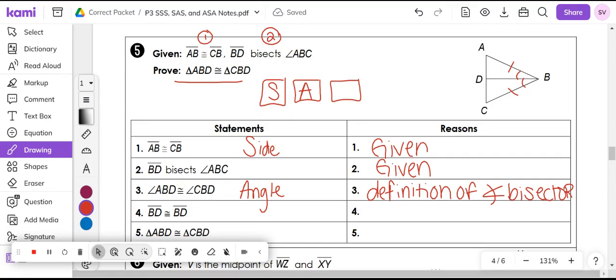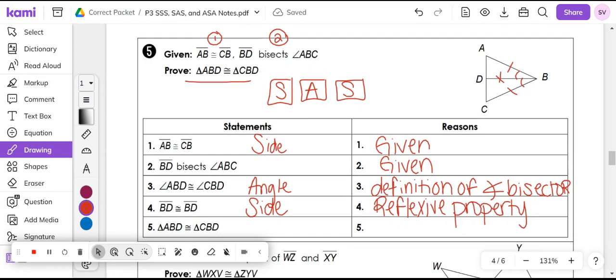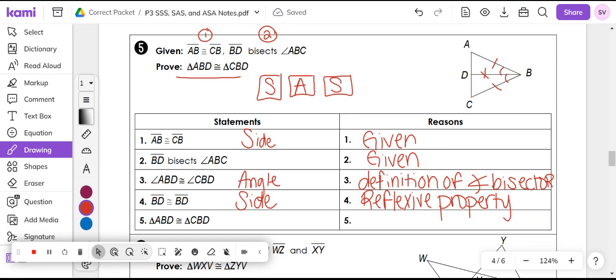So in my situation here, we have that side BD that is shared between the 2 triangles. So that side is going to be reflexive. So I'm going to mark it with an X. And I do have another side in there now. So this is going to be my other side. I have all 3 congruency statements I need. The reason is going to be reflexive property. And then now I can finally say that the 2 triangles are congruent to each other in my last statement, and that is by side, angle, side.